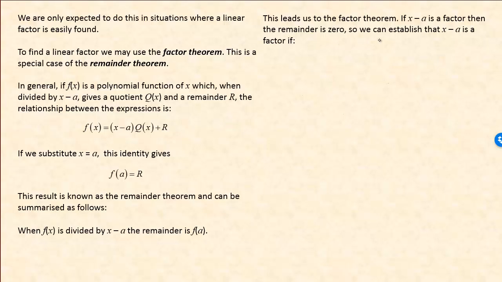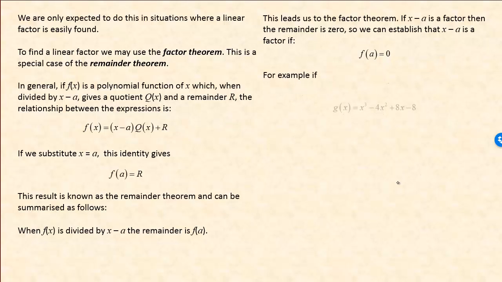This leads us to the factor theorem. If x minus a is a factor, then the remainder is 0. Remember what a factor is. It would go directly in with no remainder. So we can establish that x minus a is a factor if f of a is equal to 0.